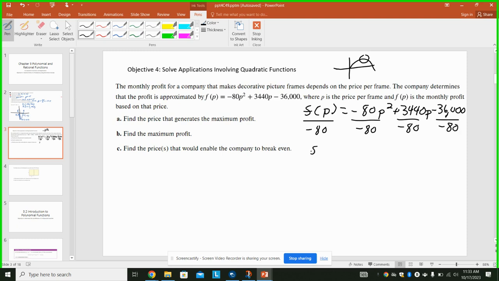So this now becomes f of p divided by negative 80. Gives me p squared minus, 8 goes into 34 4 times with the remainder of 2. 8 goes into 24 3 times. Is that negative 43? Okay. And then that becomes a positive, negative 43p. And then positive, 8 goes into 36 4 times with a remainder of 4. 8 goes into 45 5 times with no remainder. 450.